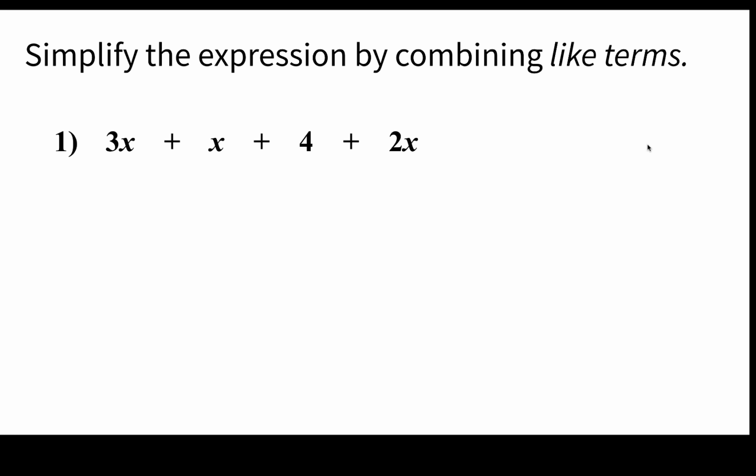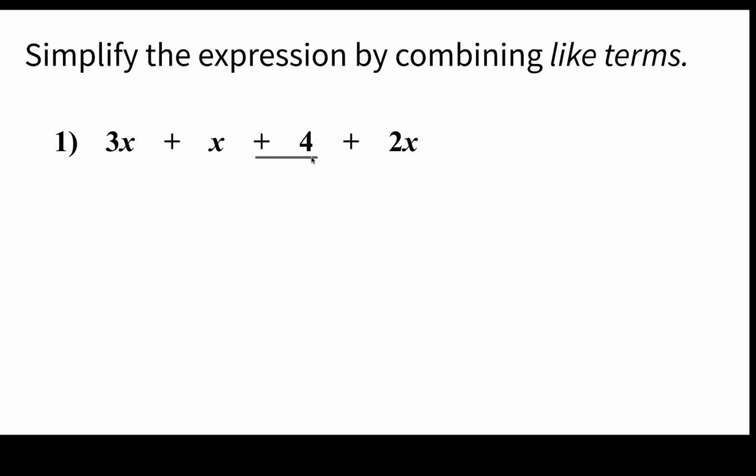Turn to the back of your 4.3 notes. Find examples. Write down example 1. We need to simplify the expression by combining like terms. 3x plus x, plus 4 plus 2x. Start by looking at the terms. Are there any constants? A number just on its own? Yes, the 4 is a constant.